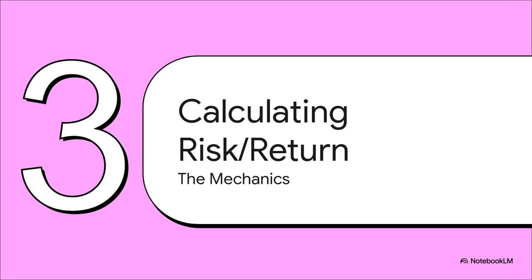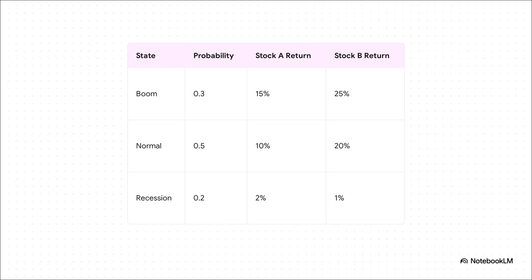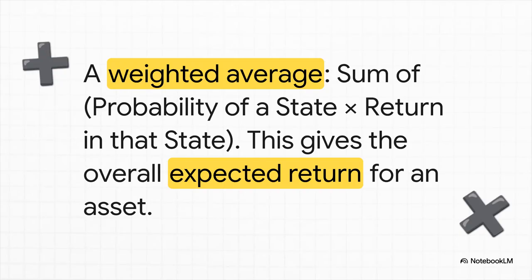All right, let's get into the mechanics of this thing. This is where we actually start putting numbers to these ideas of risk and return. Don't worry, we'll walk right through it. Let's cook up a little example. We've got two stocks, A and B, and we have three possible futures for the economy: a boom, a normal period, and a recession. Each of those futures has a certain probability of happening, and each stock has a different return in each scenario. So how do we find the overall expected return?